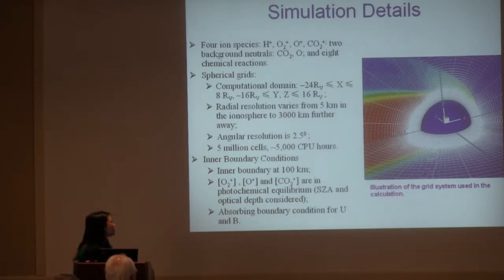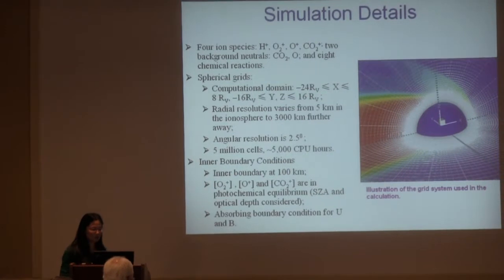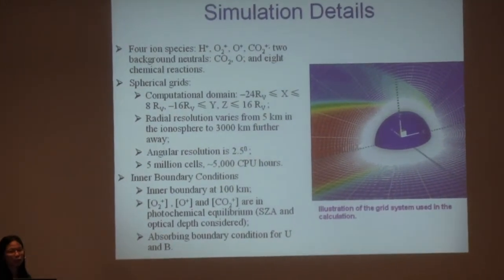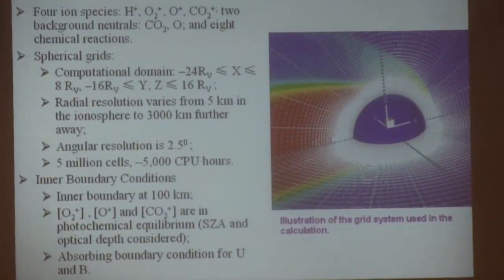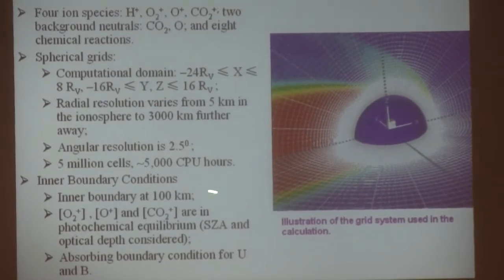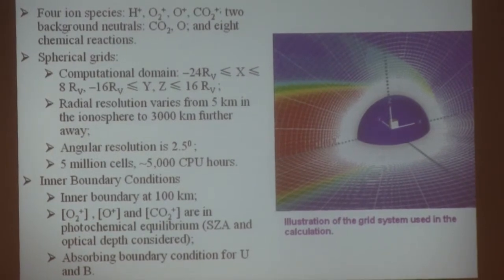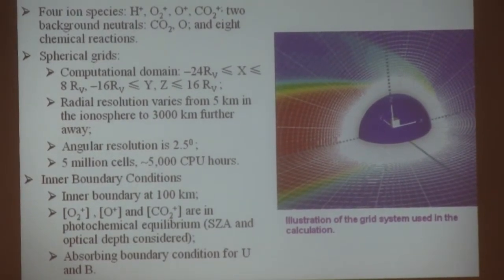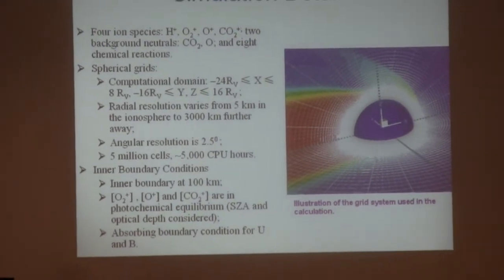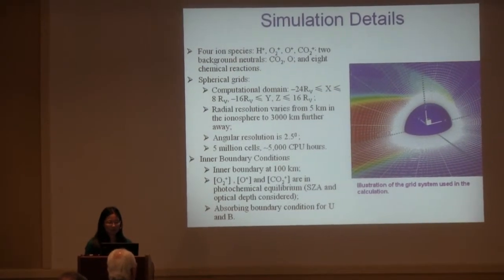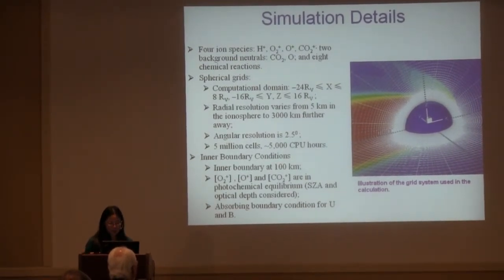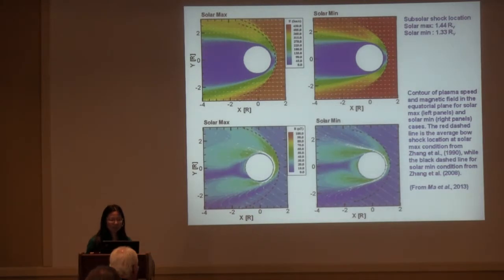We set the inner boundary condition to be at a very low altitude. In this case, it's 100 kilometers. It's well below the ionospheric peak region, so we can minimize the effect from the inner boundary. And we set all the densities to be in their chemical equilibrium. We included both the solar zenith angle effect, so you have a day-night asymmetry, and also the optical depth effect. We applied absorbing boundary for both velocity and magnetic field.